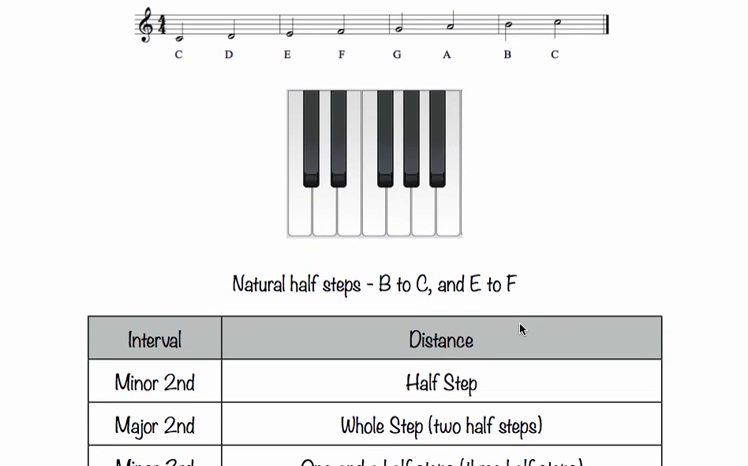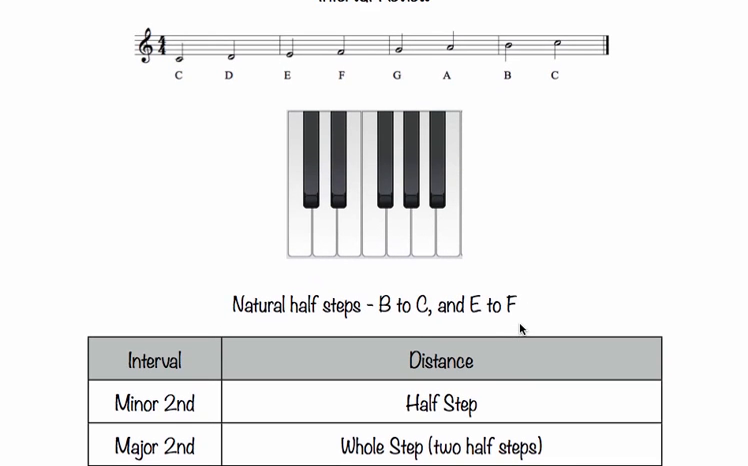And so what's been decided is that we would call C to D flat a minor second, and there's a distance of what we call a half step. And C to D, a major second, would be the distance of 2 half steps or a whole step.